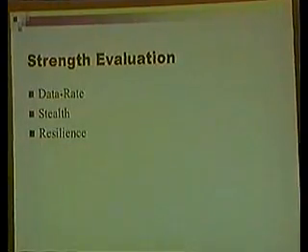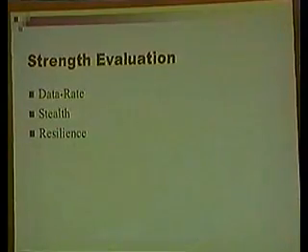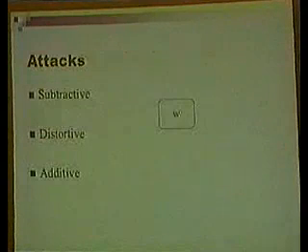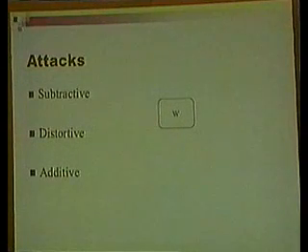Now, I touched upon this before. There are these three general criteria that are used to evaluate any information hiding system. Data rate, how much data you can store; stealth, how obvious it is that you've hidden anything; and resilience, what happens when an attacker tries to modify your medium and extract and basically break the message that you have in it. How easy is it for him to do so? There are three classes of attacks.